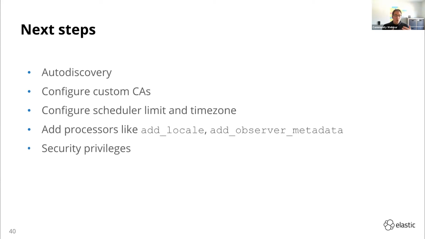And there are also so-called processors which add more data to the documents that are being indexed, like the locale or the time zone or the observer metadata. That was the location and the latitude and longitude of where I live, to make sure this could be properly displayed on the map. And of course, the security privileges are important. You may not want the Elastic user to basically have full access when you just want to add heartbeat data to a certain index.